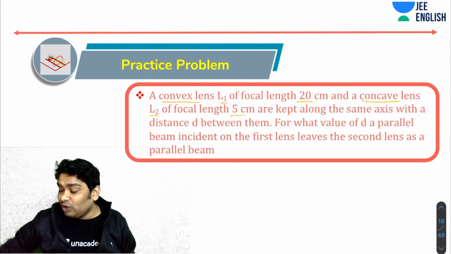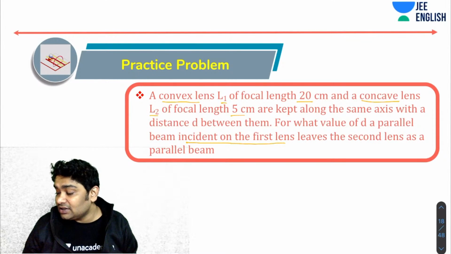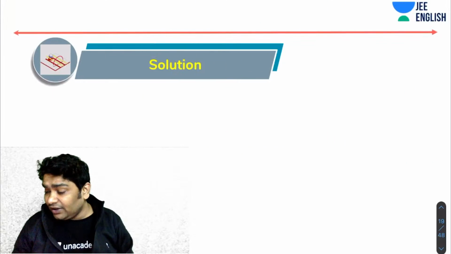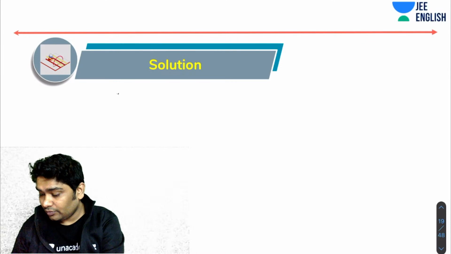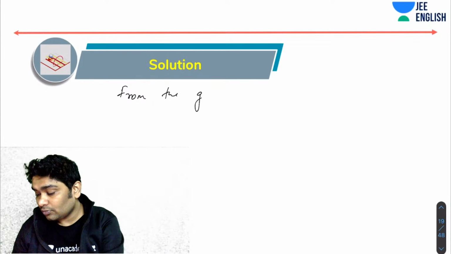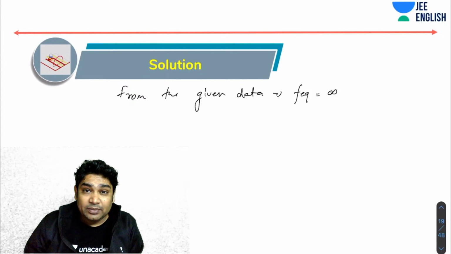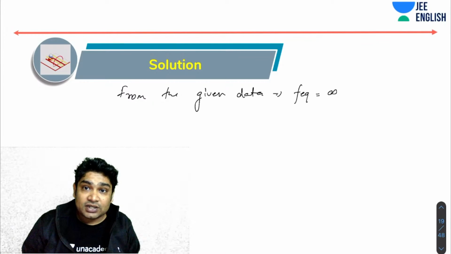From the given information, what do you infer? You want a parallel beam incident on the first lens, leaving the second lens as a parallel beam. So from the given data, what can I say about the equivalent focal length? F equivalent should be infinity. A parallel beam incident on the lenses eventually becomes parallel only, so it focuses at infinity.